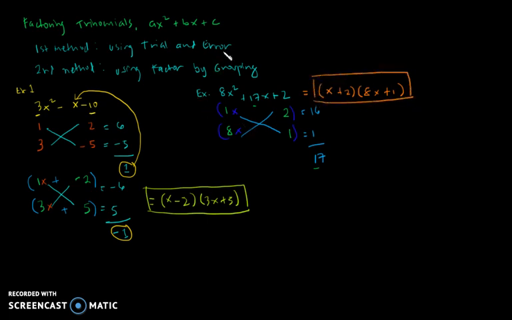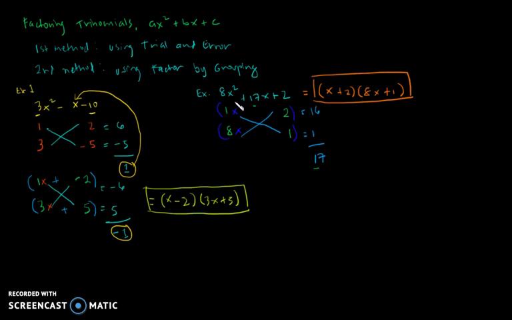So in using trial and error, if you get the factors that give you the sum of the middle term, then you're good. You could easily find the factors. But there are cases wherein there are lots of factors, and eventually you don't have time to do this, so you're going to use the other method, which is factor by grouping.